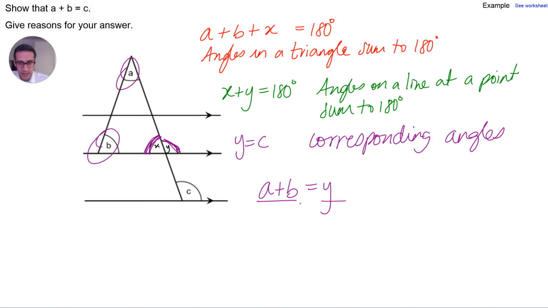and then y must equal c. Now if y is equal to a plus b and y is also equal to c, that must mean that a plus b must equal c. There are lots of other ways to do this, but for now we're just going to leave it at that.